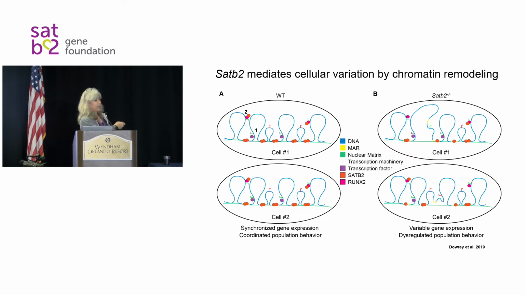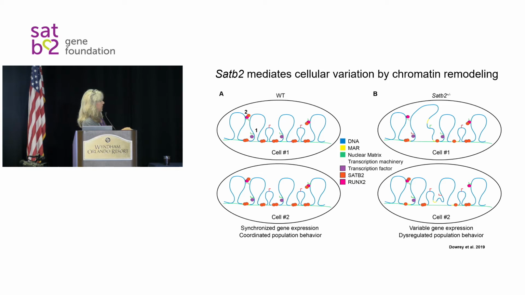And this coordinated behavior is really important because in osteogenesis, you need to have a certain number of cells together to produce bone. And also in neurons, it's very important that the neurons are communicating with each other. So that they are coordinated is important.